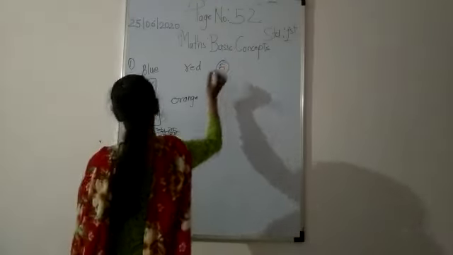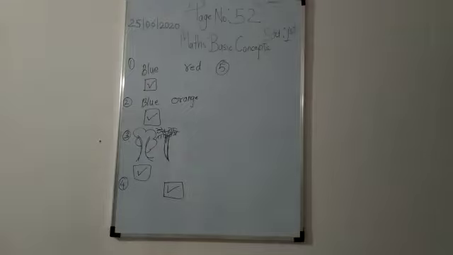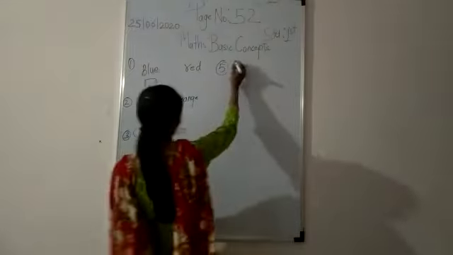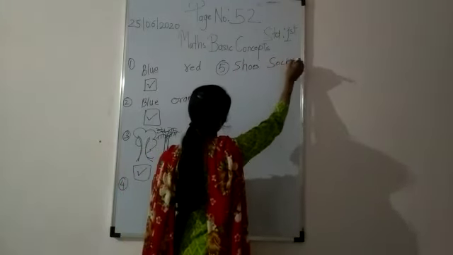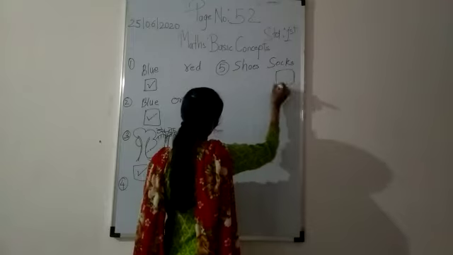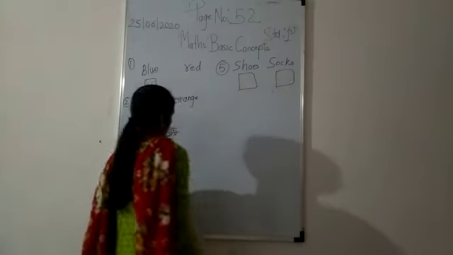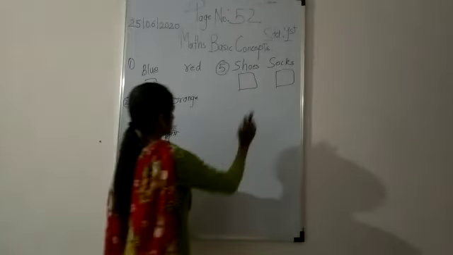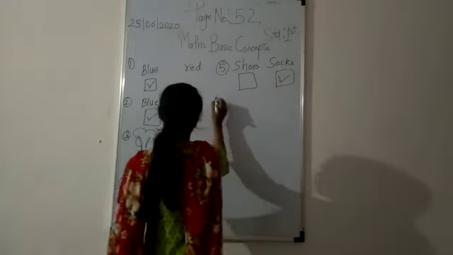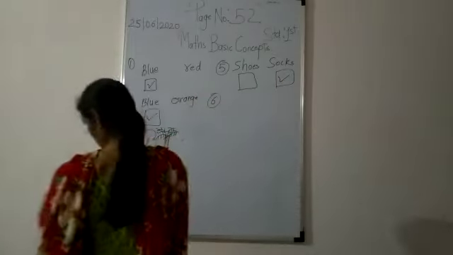Then comes number 5. Take the lighter part. One is shoes and one is socks. So this is shoes and socks. Everybody knows what shoes are and everybody knows what socks are. So when you pick up the shoes, it is heavy in size, but when you pick up the socks, it is light in weight. So you need to take socks.